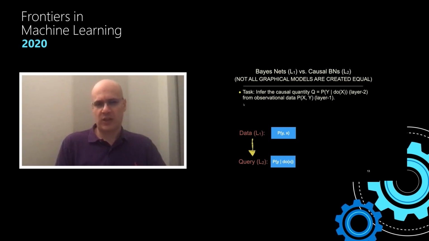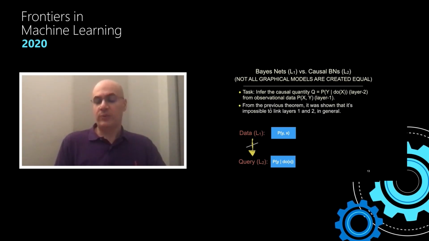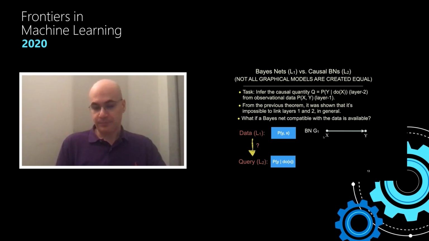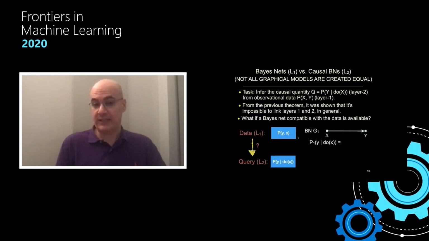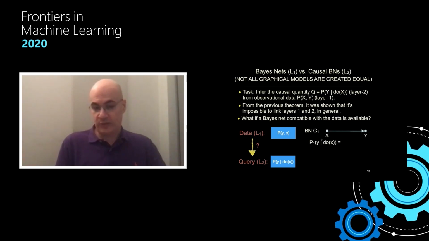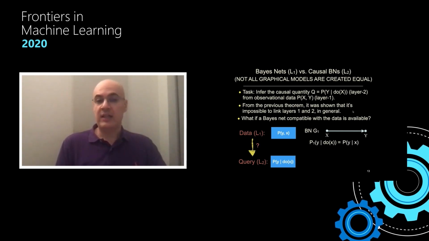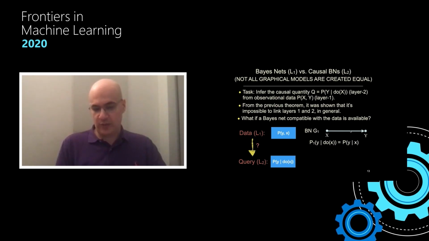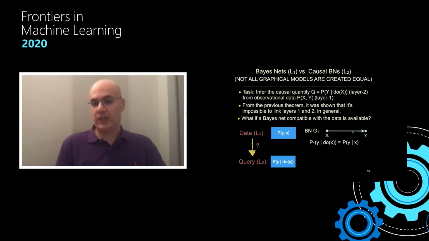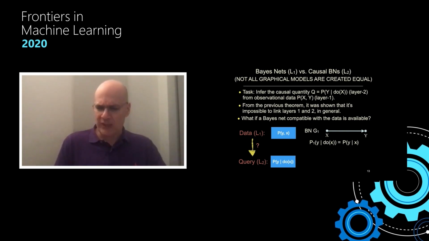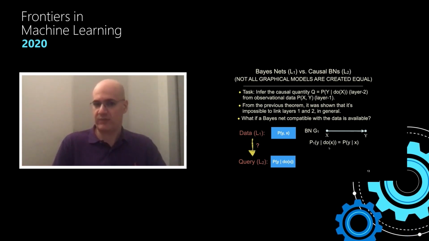Not all graphical models are created equal. This is the same task. From the previous theorem, it was shown that it's impossible to move from layer 1 data to layer 2 type of statement. Now, what if you have a Bayes net that is compatible with the data, x pointing to y, whatever data we get over xy, and we would like to know P of y do x, a layer 2 quantity, in this case? If you know a little bit of causality, there is no unobserved confounder in this graph. Then P of y given do x is equal to P of y given x, by ignorability or backdoor admissibility, the names you use to say there is no unobserved confounder.